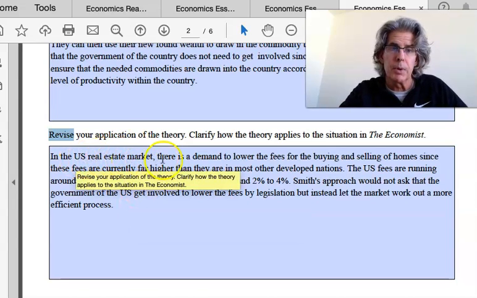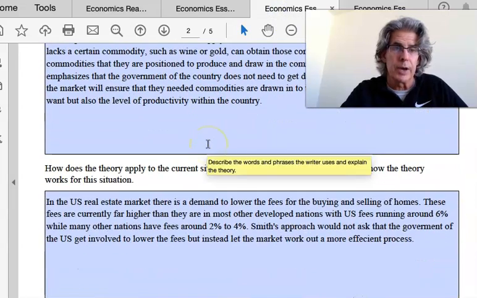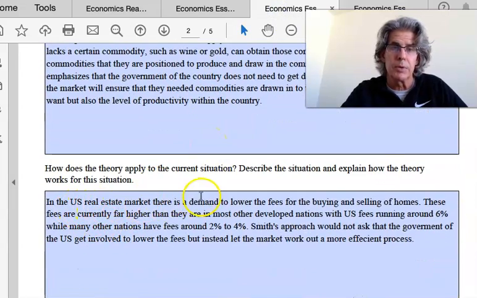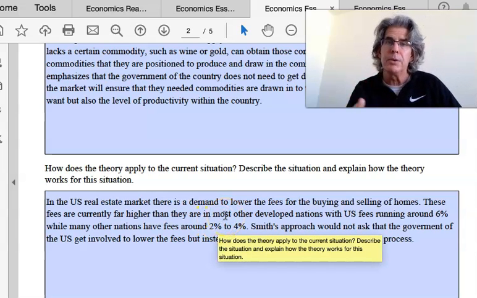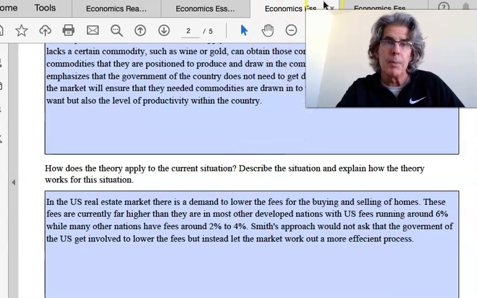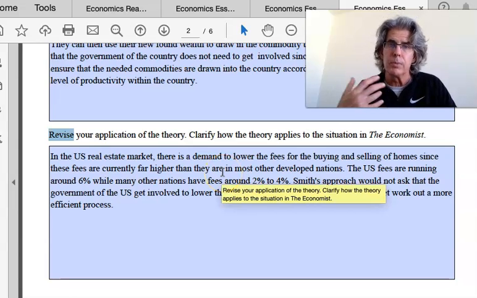In the U.S. real estate market, there is a demand to lower the fees for the buying and selling of homes, since these fees are currently far higher than they are in most developed nations. That's how it is now. Okay, that's the middle draft. In the early draft: in the U.S. real estate market, there is a demand to lower the fees for the buying and selling of homes. These fees are currently far higher than they were in most other developed nations. Notice it's still basically the same idea, but in the middle draft stage, the sentences are just a little bit more fluid and run a little bit better.